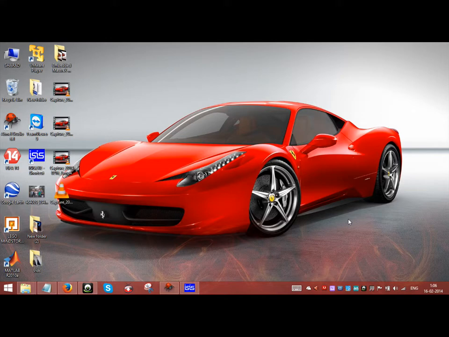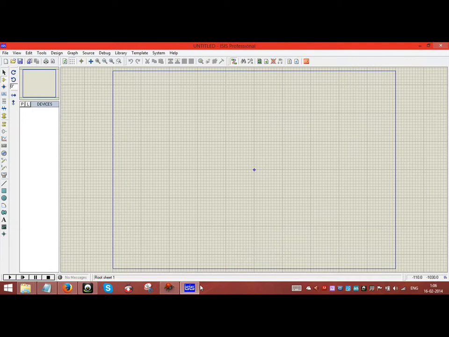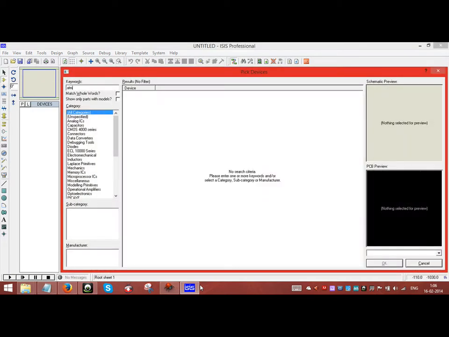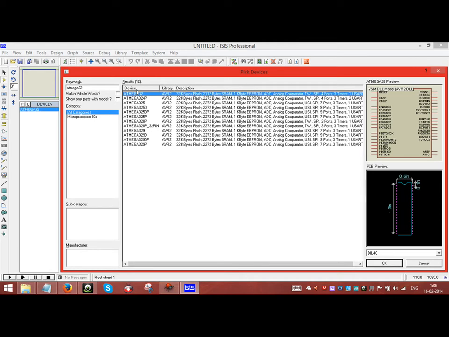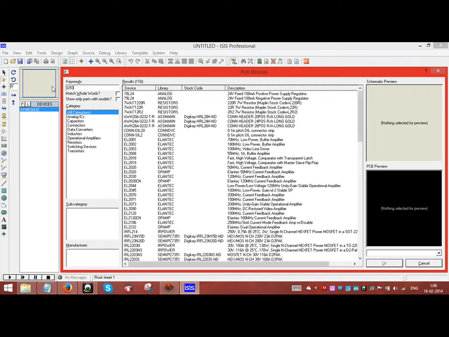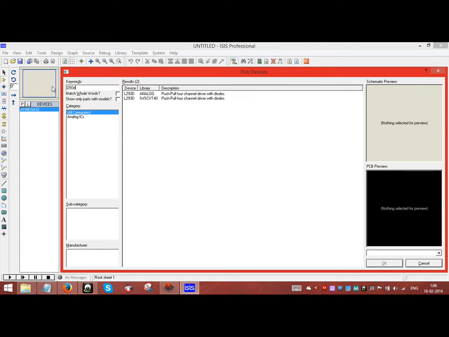Today we'll be looking at interfacing of a bipolar stepper motor with an AVR microcontroller. To drive the motor, we need a motor driver.